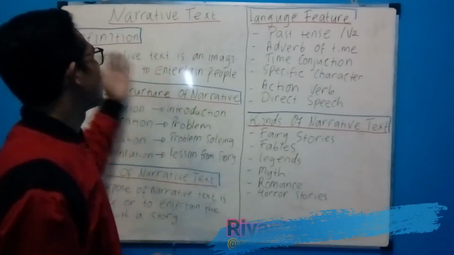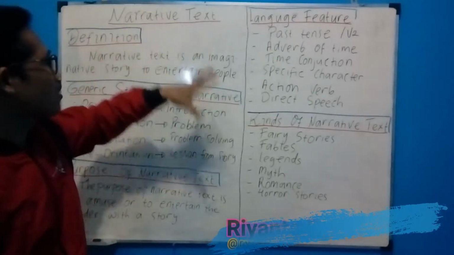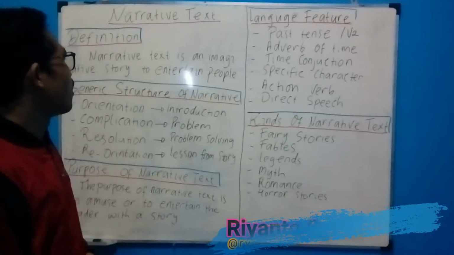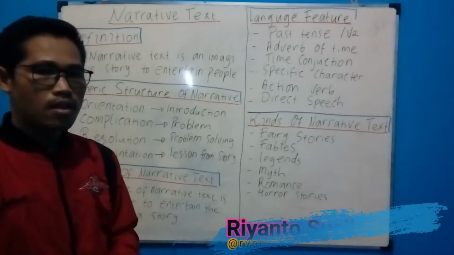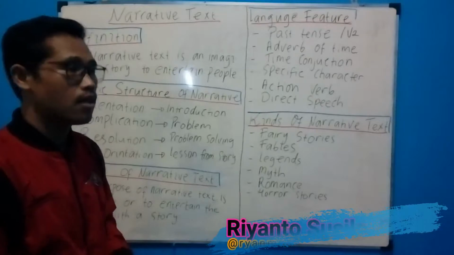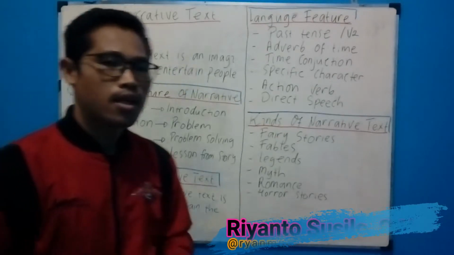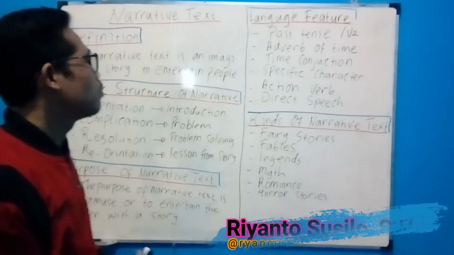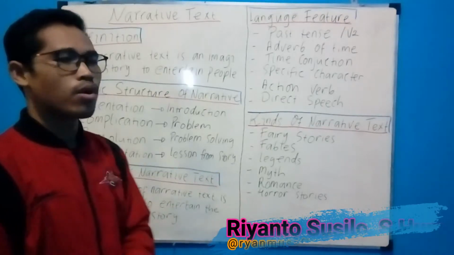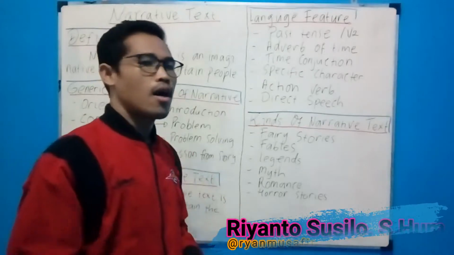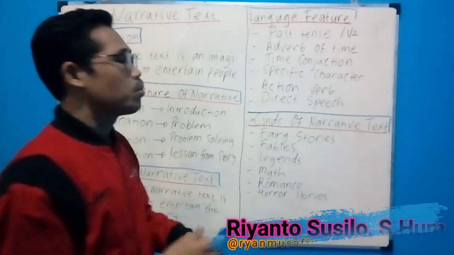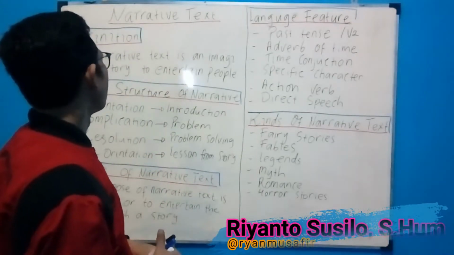So, jadi the narrative text atau teks naratif ini adalah sebuah teks imajinasi atau cerita khayalan yang dibuat oleh seseorang atau pengarang untuk menghibur orang lain. Intinya ini adalah cerita khayalan. Itu pengertian dari teks naratif.